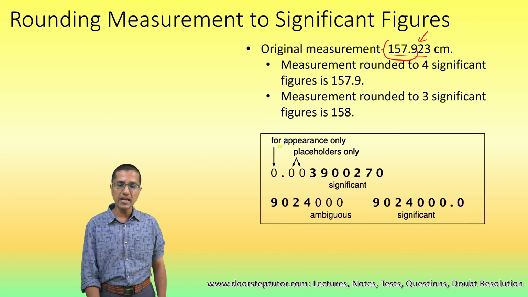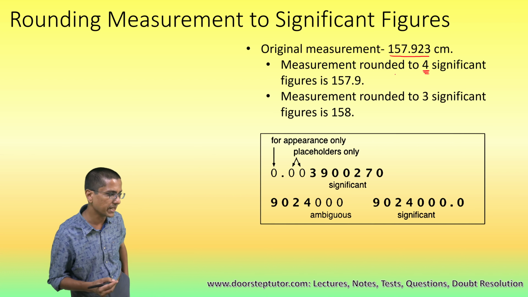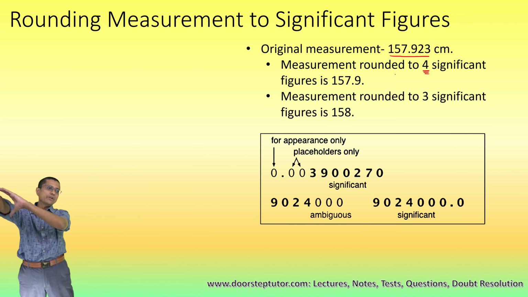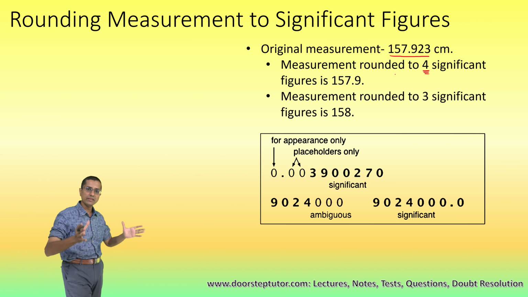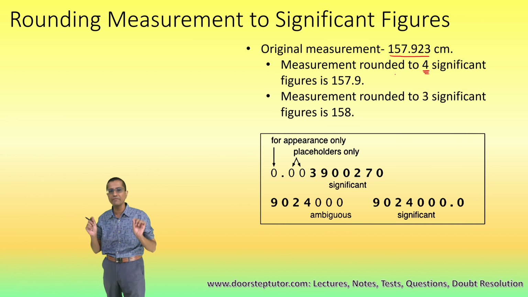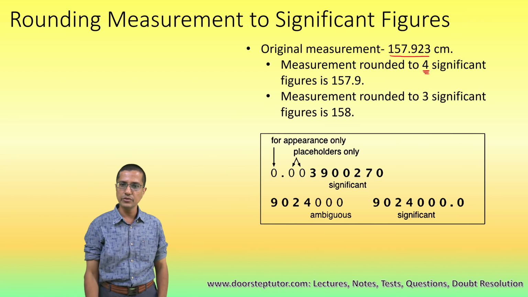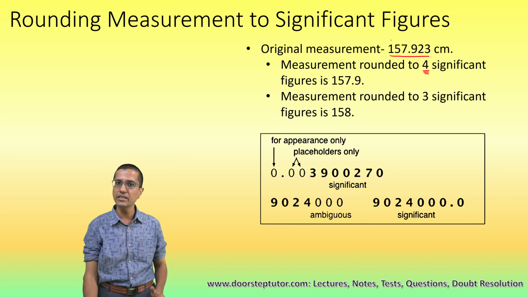So when we are being asked, let's say, to round this number, this measurement, to 4 significant figures, what does it mean? It means that after the rounding has happened, there will be only 4 significant digits, 4 significant figures in my number. That is what it means. So if you start counting the number of significant figures in the original measurement, how many did we have? So we had 1, 2, 3, 4, 5, 6.